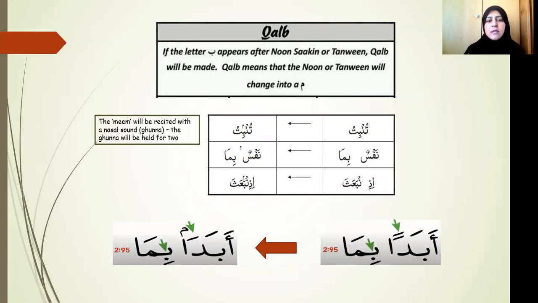So now let's go to the examples in the grid above. The first one is tun bitu. Because the noon sakin is followed by the letter ba, I know I need to apply the rule of Iqlab and change this noon into a meem. In the Holy Quran, you will see a meem floating above the noon and the ba, and that's just there to serve as a reminder for you that this noon has to be changed to the letter meem. It's followed by the letter ba. It will become tum bitu, tum bitu. I've changed it to a meem and I've nasalized it.